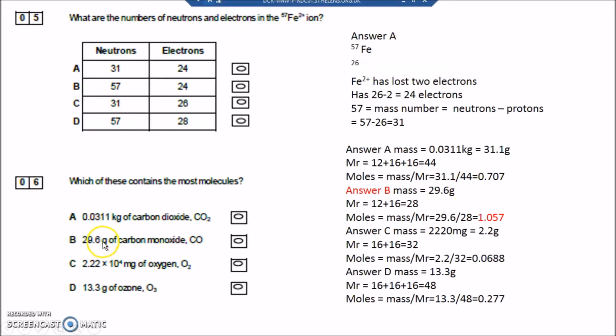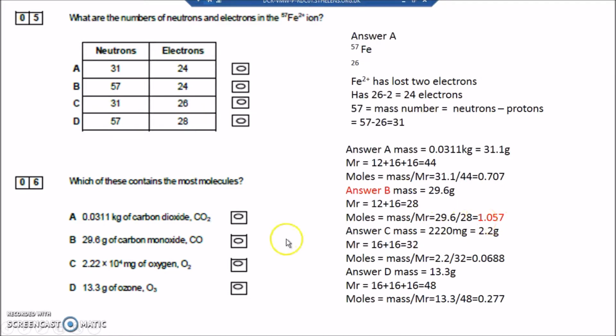B, 29.6 grams of carbon monoxide, that's a 12 and a 16. So number of moles is 29.6 divided by 28, which is the Mr. A 12 add a 16 is 28.